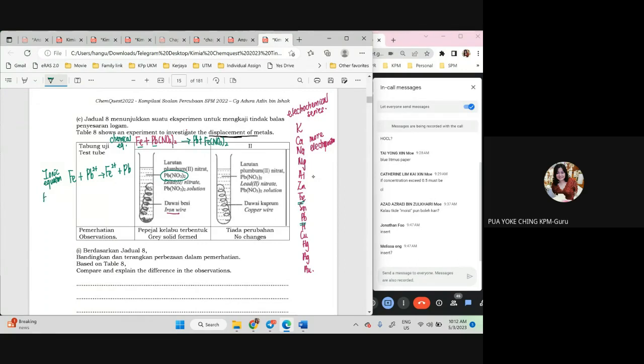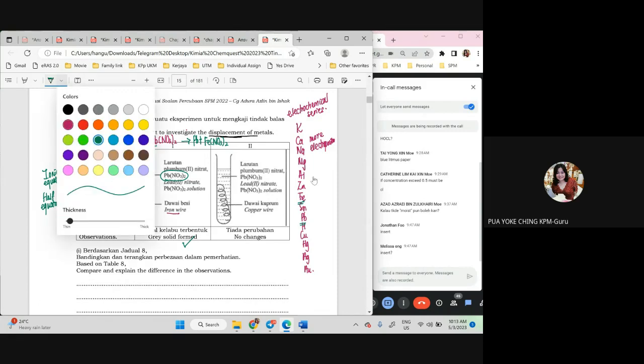So, kalau half equation, dia akan jadi Fe jadi Fe2+ plus 2e-. Dan Pb2+ dia terbalik pula. Pb2+ plus 2e- produce Pb. Okay. Ini berlaku. Ini ada tindak balas sebab Fe di atas Pb dalam siri elektrokimia. Fe is more electropositive.